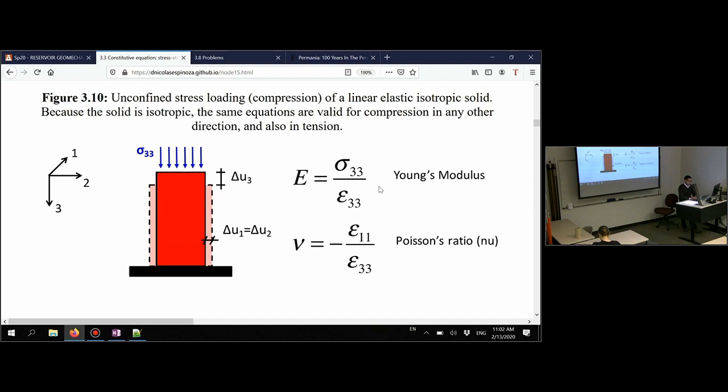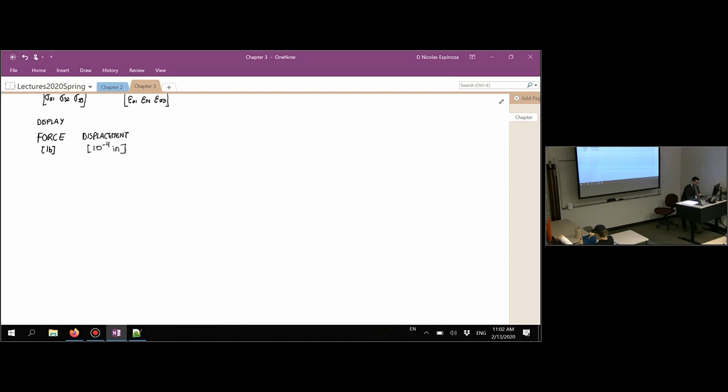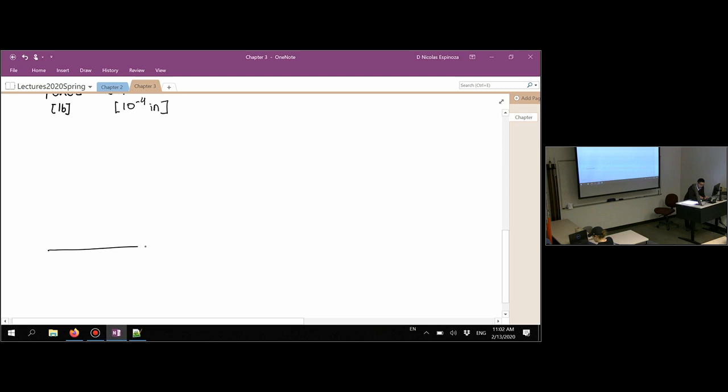So I don't have a figure for this, so I'm going to have to do it over here. Okay. Yesterday in the laboratory, you did a test in which you measured load, and if you divide that by area, you get stress. You also measured axial strain, which was the change of length divided by the initial length.